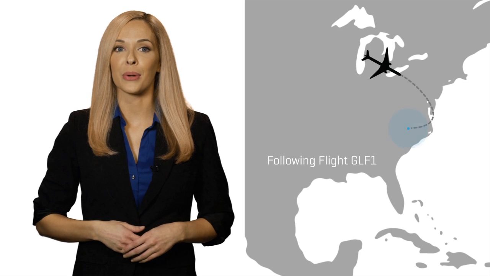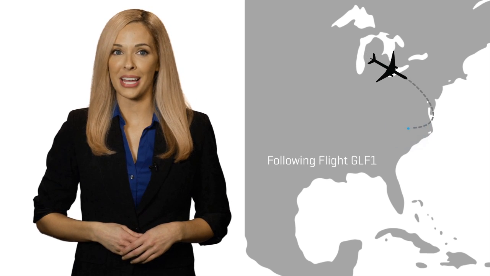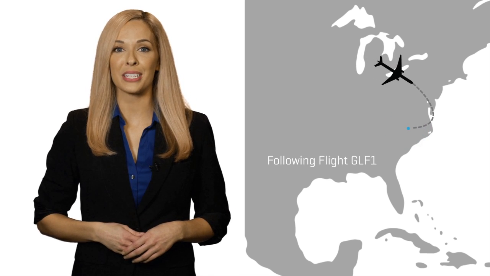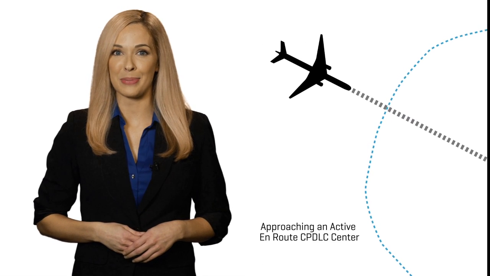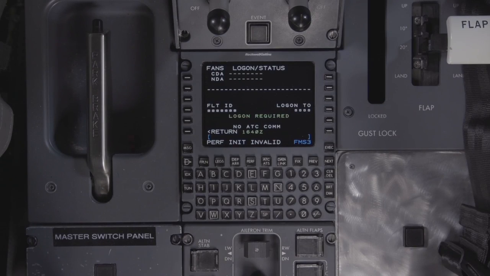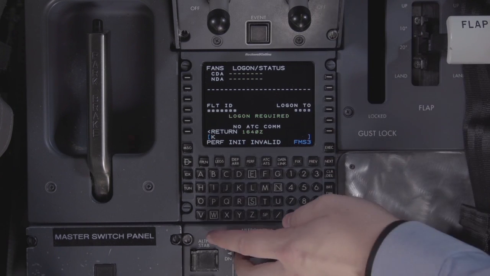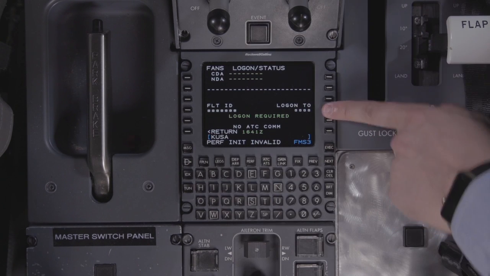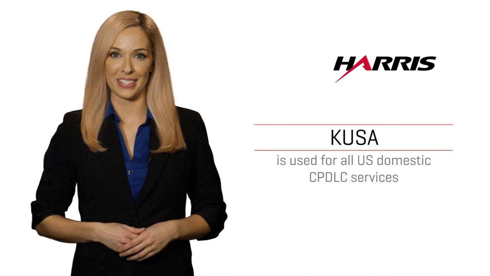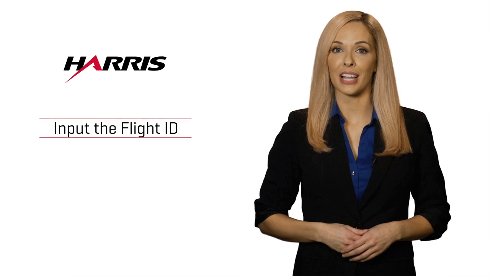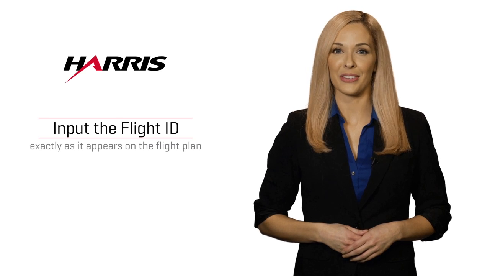We'll start by following Flight Gulfstream 1, already underway to North Carolina's Raleigh-Durham International Airport and approaching an active en route CPDLC center. To log on, select ATC on the MCDU or ATC logon screen of the FMS. We start by entering KUSA in the Logon To field. This logon is used for all U.S. domestic CPDLC services. Next, input the flight ID exactly as it appears on the flight plan.